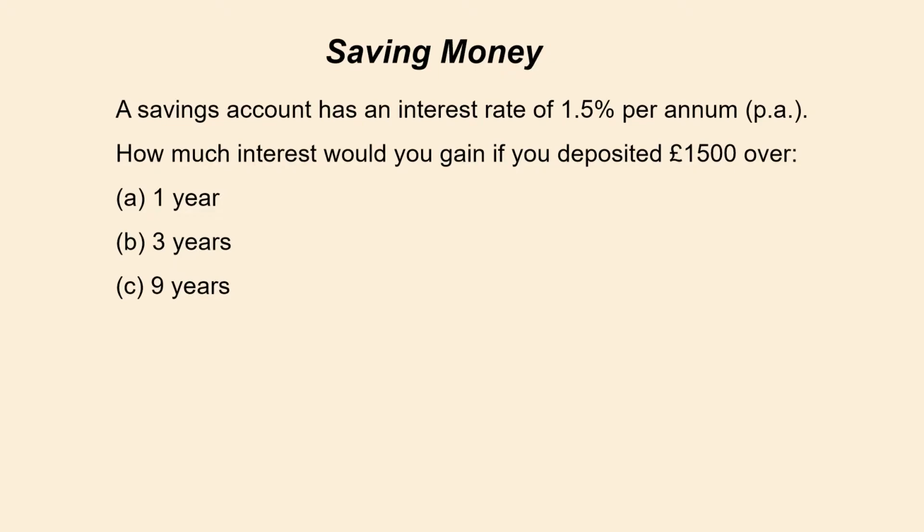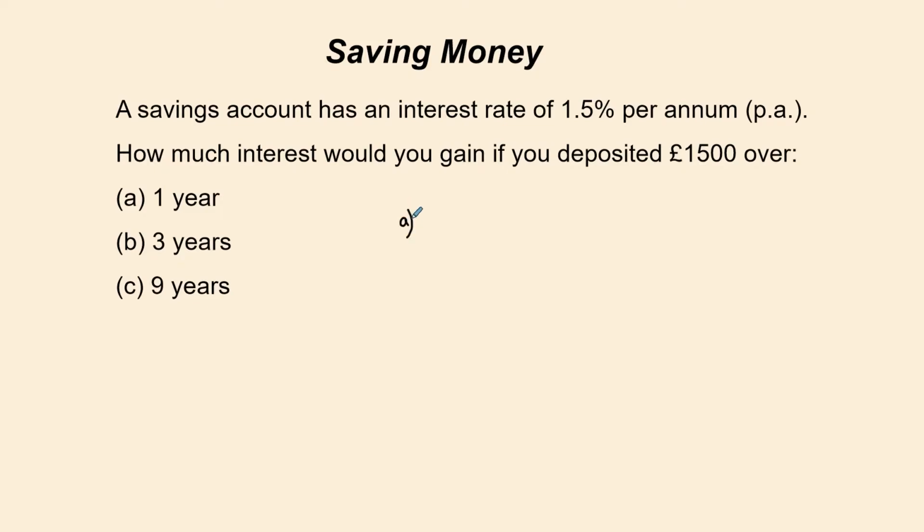Today we're going to be looking at some percentage work in the context of saving money. We're going to start off with a little bit of a recap of compound interest. We've got an example here where a savings account has an interest rate of 1.5% per annum, PA. How much interest would you gain if you deposited £1,500 over these various years?